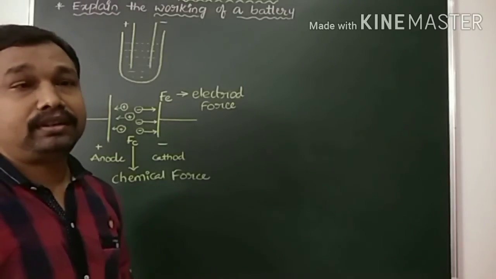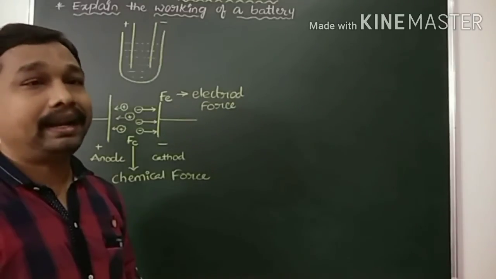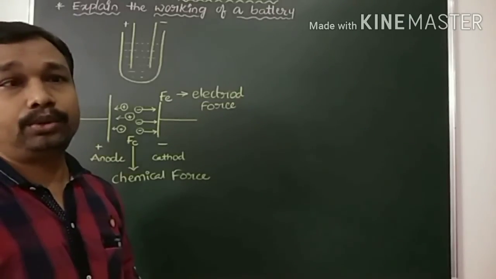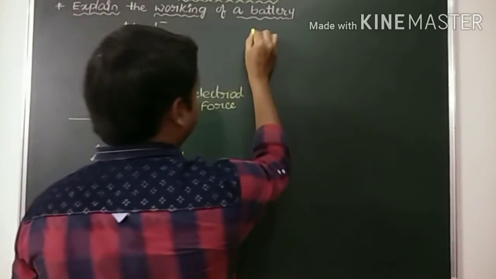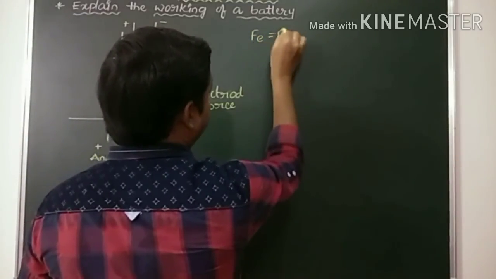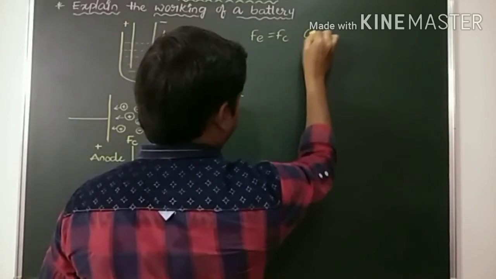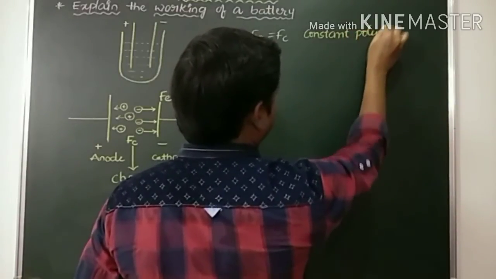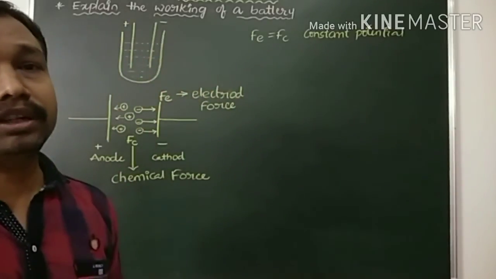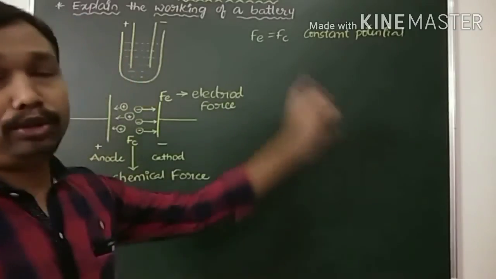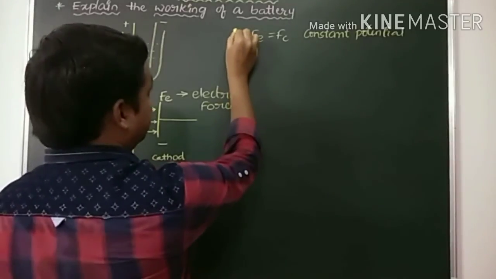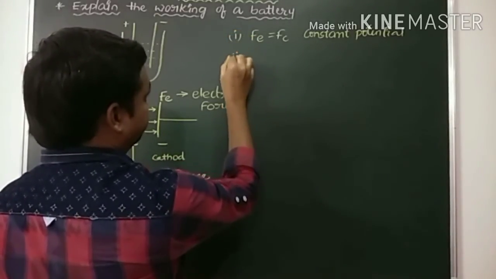This is the situation when you are going to buy a battery from outside, which maintains a constant potential difference between the two electrodes. When it is possible, Fe is equal to Fc, maintaining constant potential. This is called constant potential or constant potential difference. When you are going to buy a battery, this is the condition. This is the first and second condition.